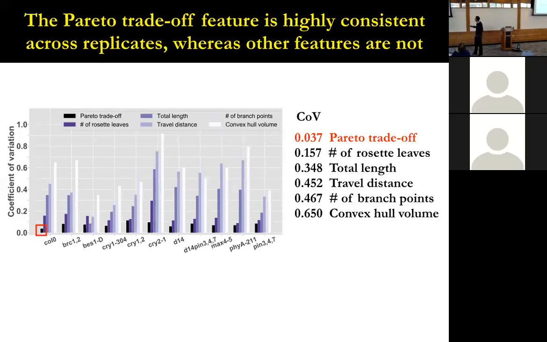And so what we see across all of these mutants is that the coefficient of variation for the Pareto trade-off feature was the lowest. And again, what that means is that even though one replicate might have 5 more leaves or 7 more branch points, somehow at a higher level, it's making a very similar trade-off despite this local stochasticity. And so we thought this was quite interesting, because it suggested a type of homeostasis happening in these plants: local changes in the environment are certainly changing the structure, but there's still a feature that's very conserved. So we thought that was cool.